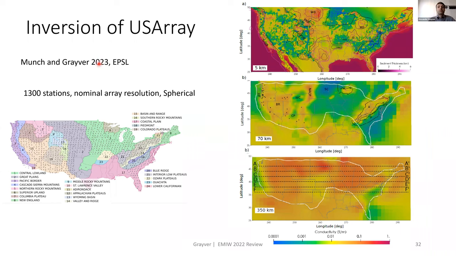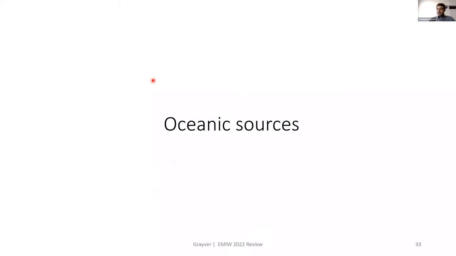Another example, the one where I was involved in, was again the inversion of this US array. So we took all the high quality stations that existed as of October 2022, and we also inverted them using a new spherical frame 3D MT inversion code. And these are just a few slices through this model. And there is now a publication available on this. Right, so that was it for MT and tipper inversions on these large scales.